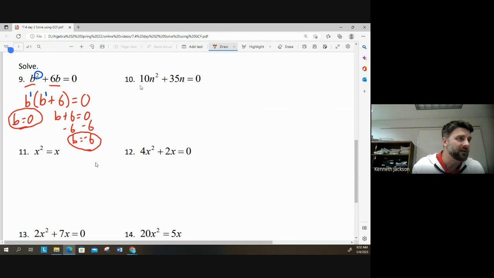On number 10, the GCF between 10 and 35. Well, that would be 5. 5 goes into 10 and 35. They both have an n squared or an n, so the GCF is 5n. Once we have the GCF, I set my parentheses and I need to work backwards. What times 5n would be 10n squared? Well, that's 2n. Plus, because it's a plus sign. What times 5n is 35n? Well, that'd be 7. 2n plus 7.